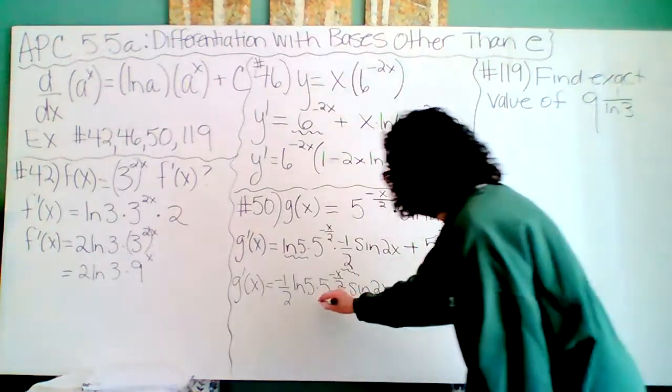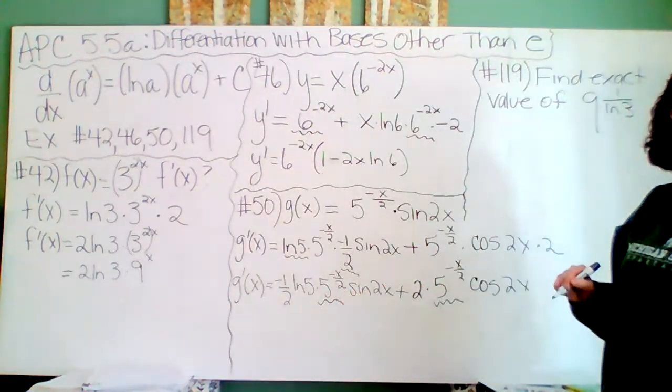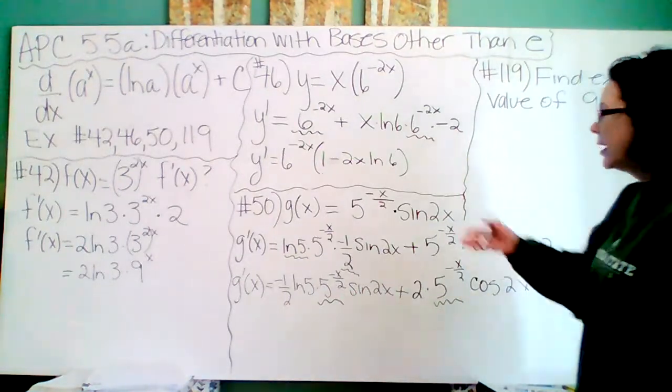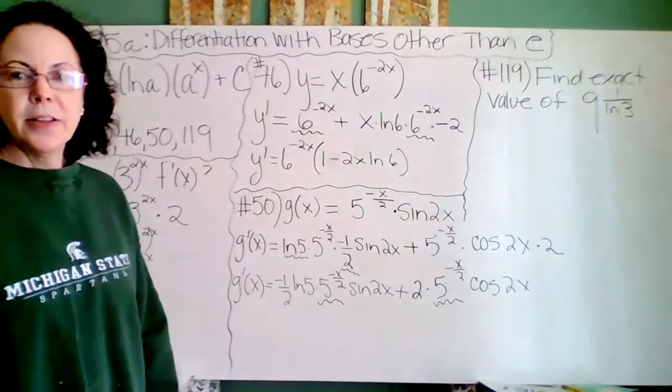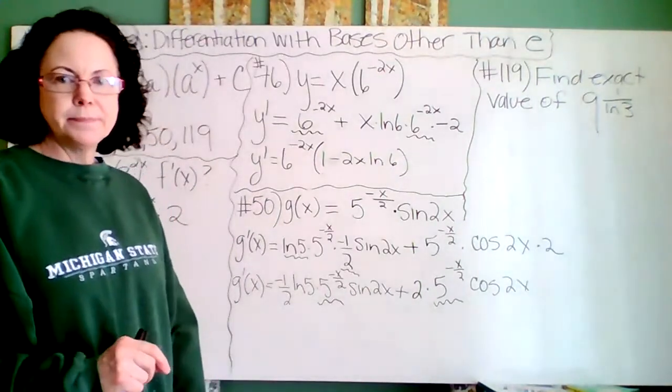Again, I would have factored 5 to the negative x over 2 out like they did here, like we usually do. They did not. There's no better way, one or the other.